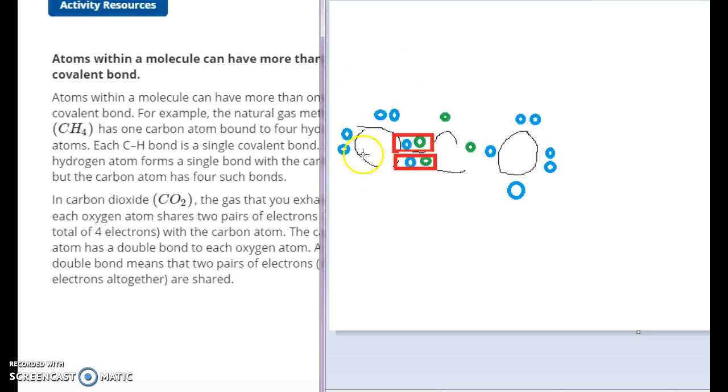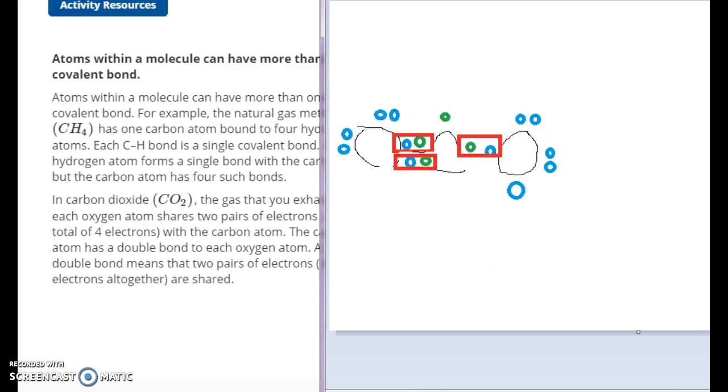How many valence electrons does this oxygen currently have? 1, 2, 3, 4, 5, 6, 7, 8. All right, what about carbon? Well, let's start on top. 1, 2, 3, 4, 5, 6. All right, so obviously it's going to bond with the oxygen here. So now let's count how many valence electrons does carbon have? 1, 2, 3, 4, 5, 6, 7.